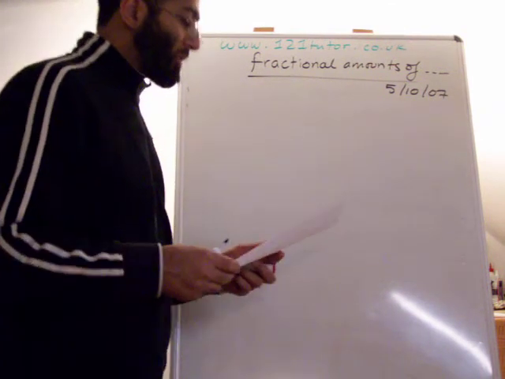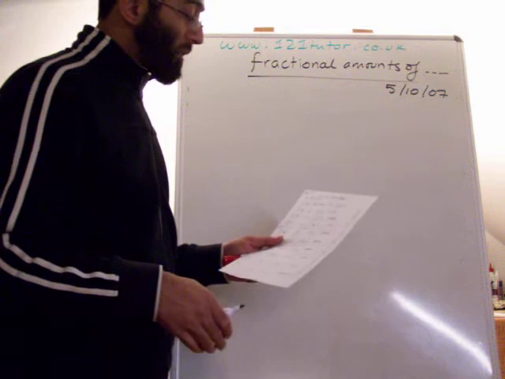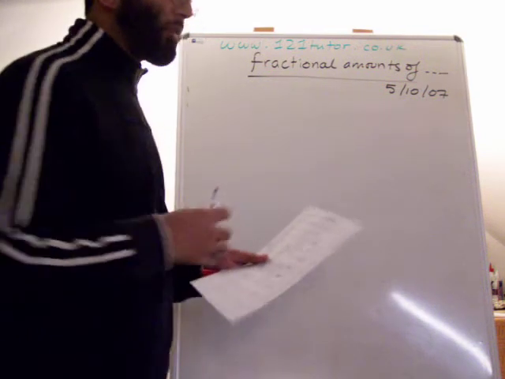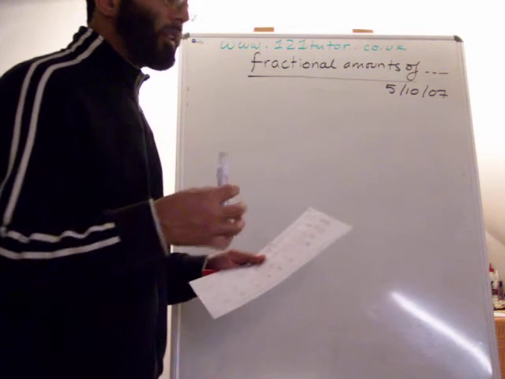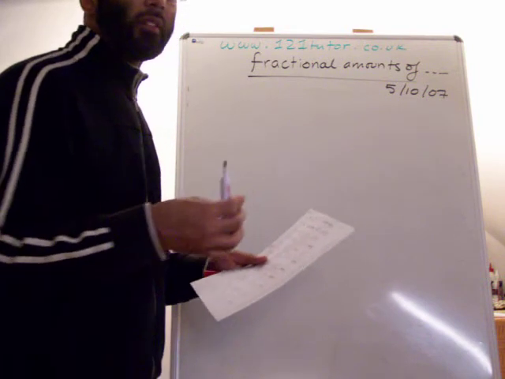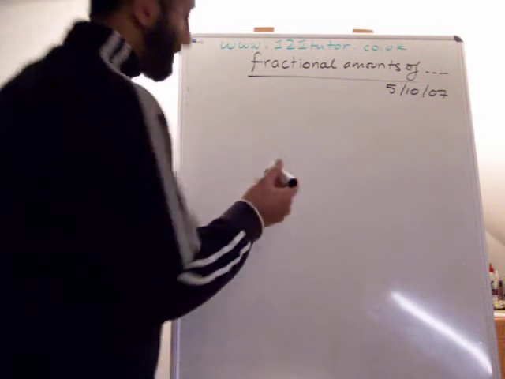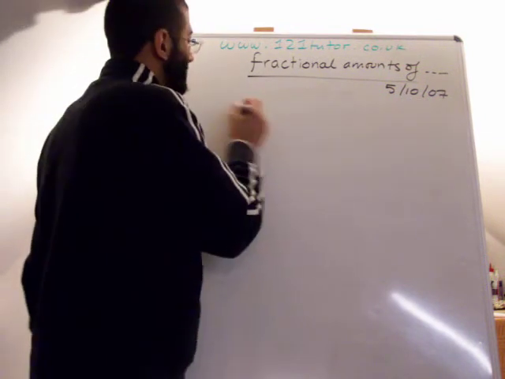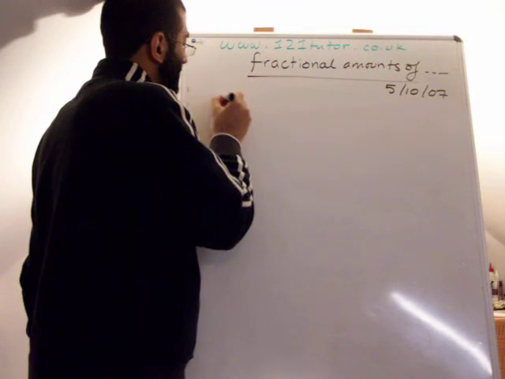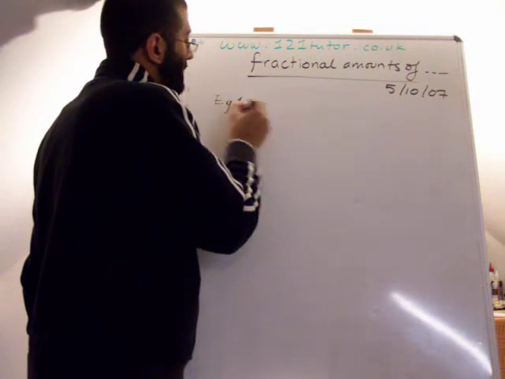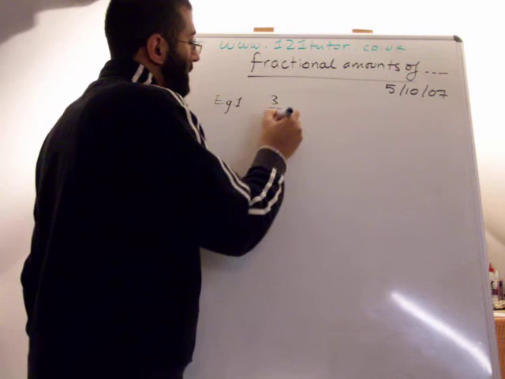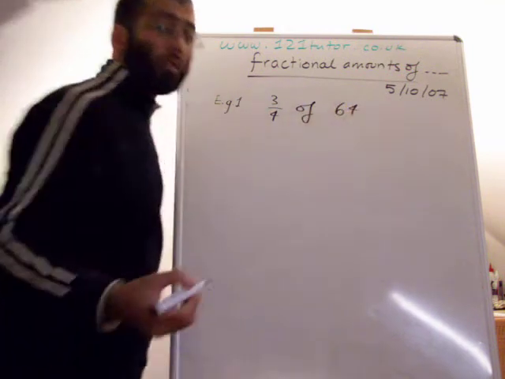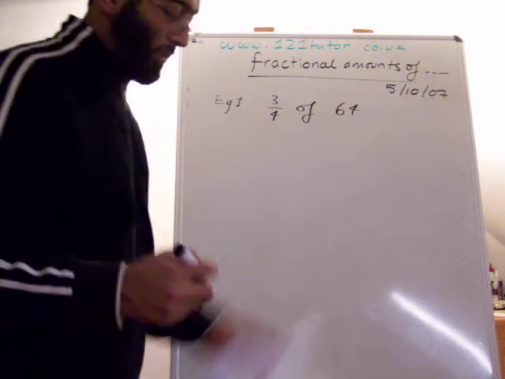Okay, now the sheet I'm using today is the fractional amounts of sheet which I've designed myself, which you'll find attached with this file, or you'll find it in the section for the lessons. Now let's have a look. The first type of question. The first question is work out 3/4 of 64.